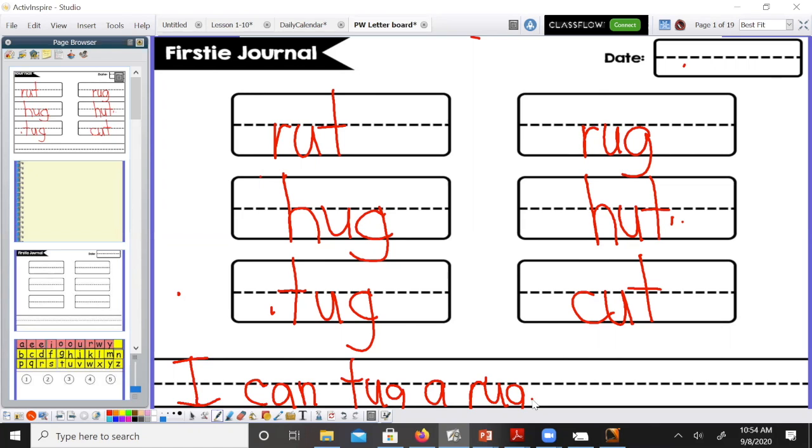We need to keep it until Mrs. Ellis says. Okay, now after you've erased, you're going to write this next sentence. I can run and hug. I can run and hug. That's your next sentence.